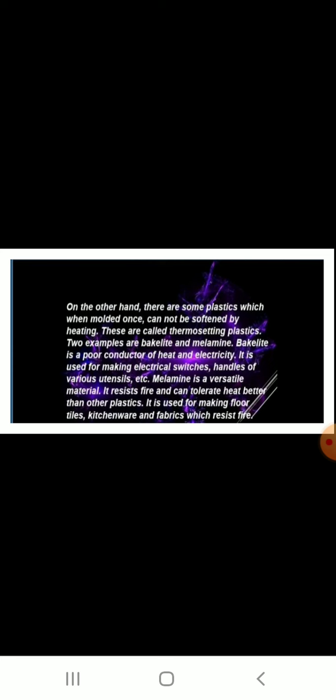So I think you might have seen, if you are making coffee or tea in that vessel, or in a cooker, you can hold the handle very properly, because it is made of plastic, which will not conduct heat and electricity.